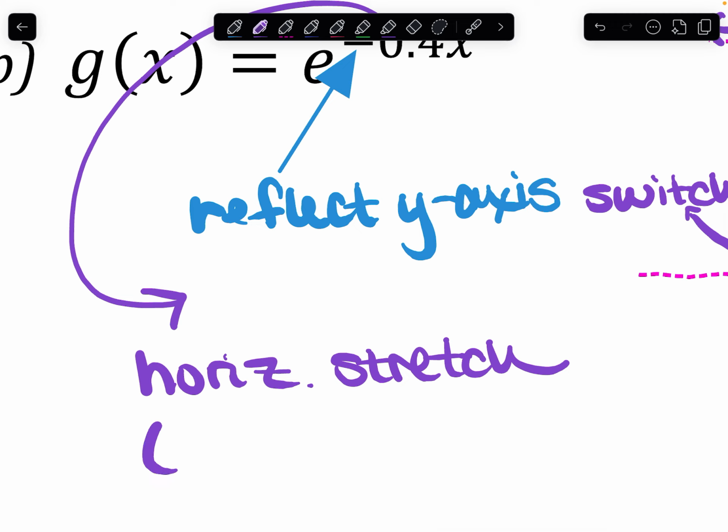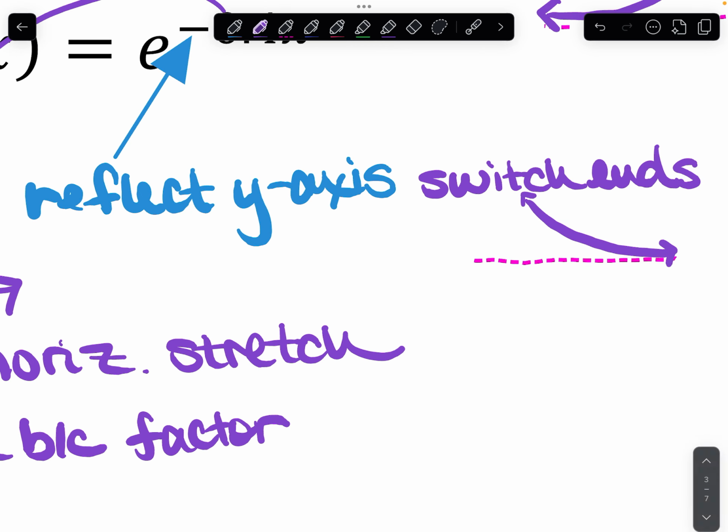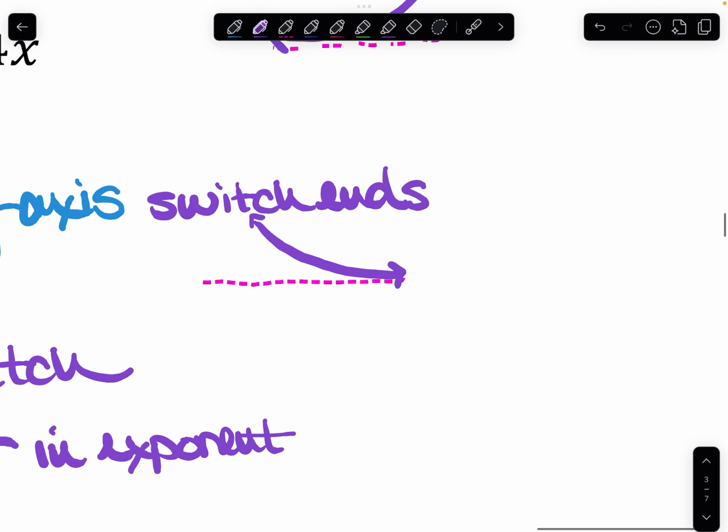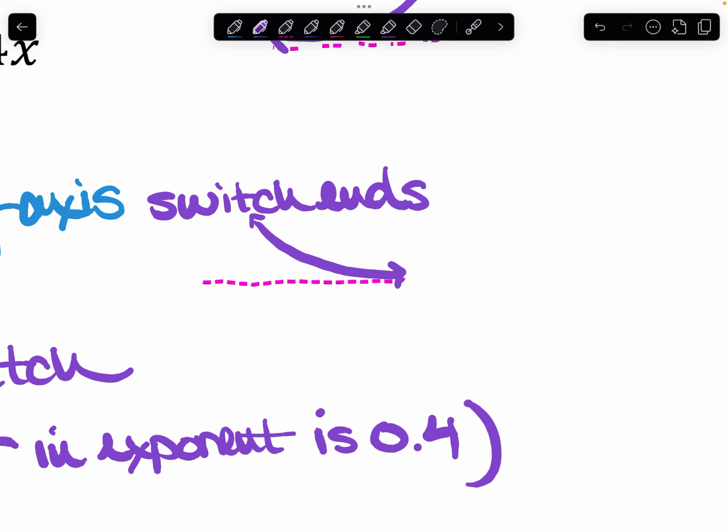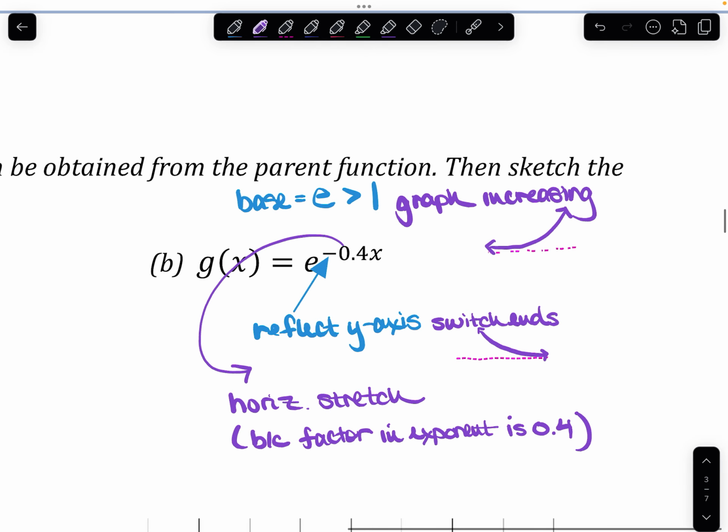The reason it's a horizontal stretch, I'm just going to put a shortcut, is that the factor in the exponent is 0.4, which is between 0 and 1. If instead of 0.4 it had been a whole 2, then it would be a horizontal compression because the factor would be 2, which is bigger than 1.